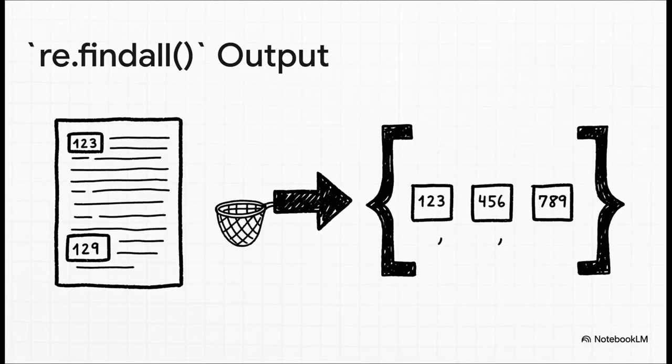And here is the big difference. Look at that output. findall doesn't give you a match object. It just gives you a clean Python list with all the strings it found. This is so convenient, right? It's perfect for when you just want to grab a bunch of stuff all at once.